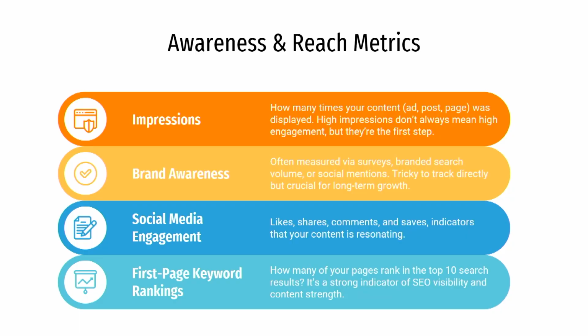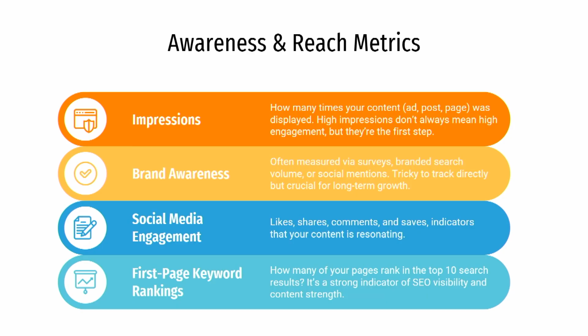Next matrix related to awareness and reach is the brand awareness. It is often measured via survey, brand search volume or social mentions. It is tricky to track directly, but crucial for long term growth of the brand. Third matrix associated with awareness and reach is the social media engagement. The likes, the shares, the comments, the saves, these are indicators that your content is resonating in the social media. So, these are called social media engagement. The more engagement with the customers, ultimately there is a higher probability of conversion.